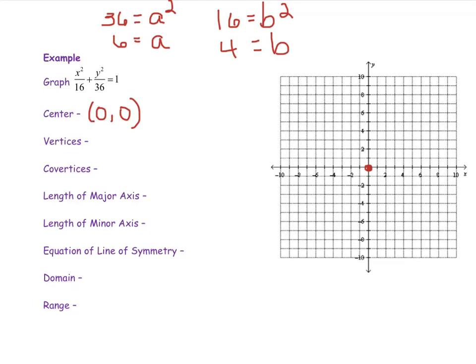Now since a represents the distance from the center to the edge of the major axis, we can count up 6 units from the center. So if we start at 0, 0, that means we would count up 6 units.